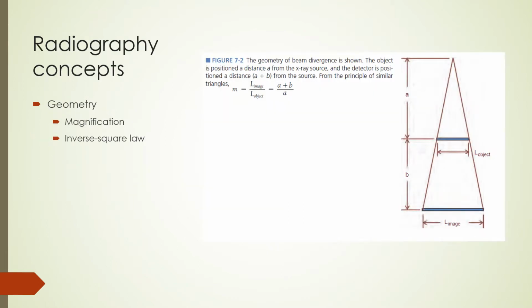Let's look first at geometry issues. Because the object is between the point source and the image receptor, geometric effects become important. First, there is the issue of magnification. The image of an object is magnified when the object is at some distance from both the signal source and the image receptor. Second, when using a point source for imaging an object, the beam spreads out, leading to reduced intensity at the image receptor. We can look at each of these problems in detail next.